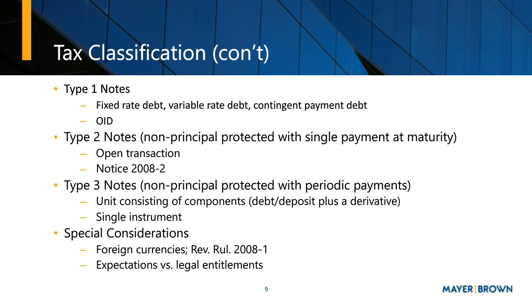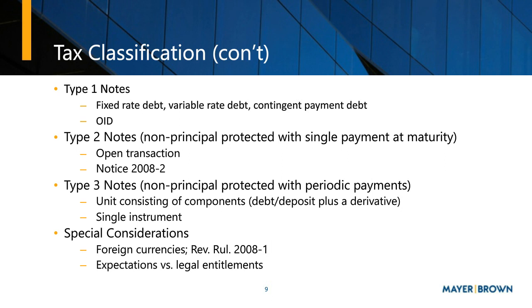And so we know what the tax rules are for each of those components. We know what the tax rules are for a debt instrument, which in this case would generally be a fixed rate debt instrument. And we know what the tax treatment is of put options. And so what you'll typically see in the disclosure for these instruments is a description of the tax treatment of each of those components.